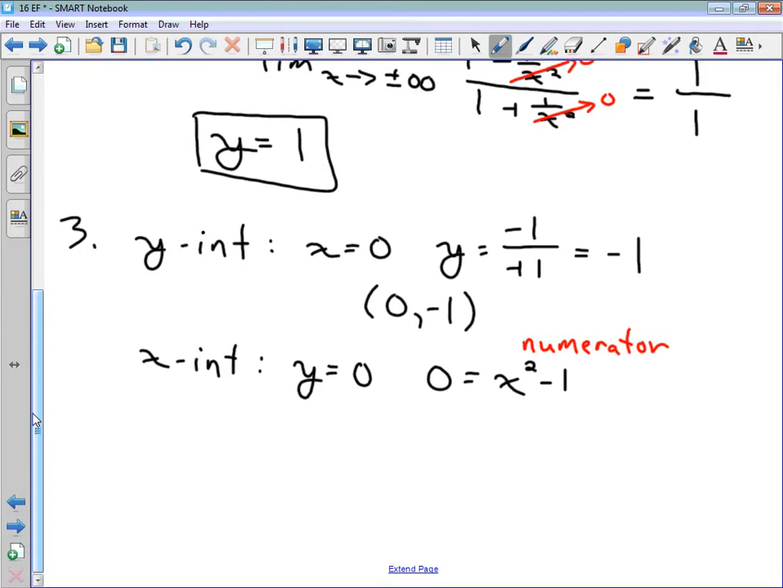0 equals (x minus 1)(x plus 1). Exactly. He is factoring this thing. And then he's going to see that his solutions here are positive and negative 1. Okay. So we've got 2 x-intercepts, and we have got 1 y-intercept.